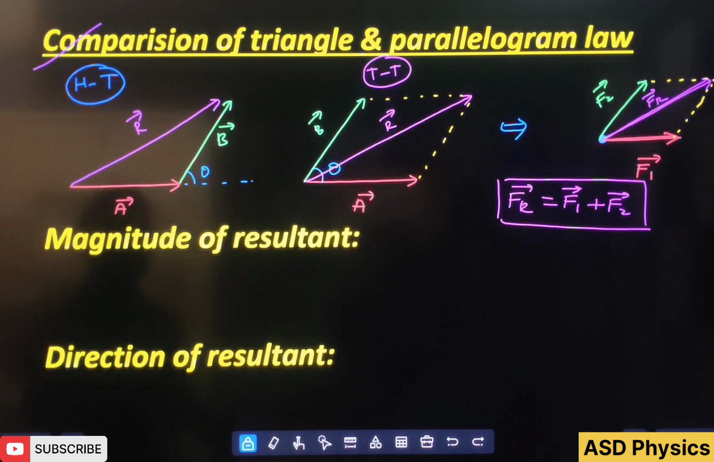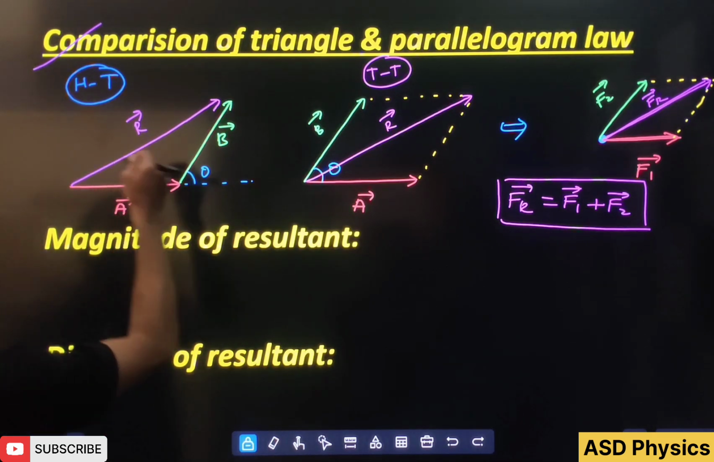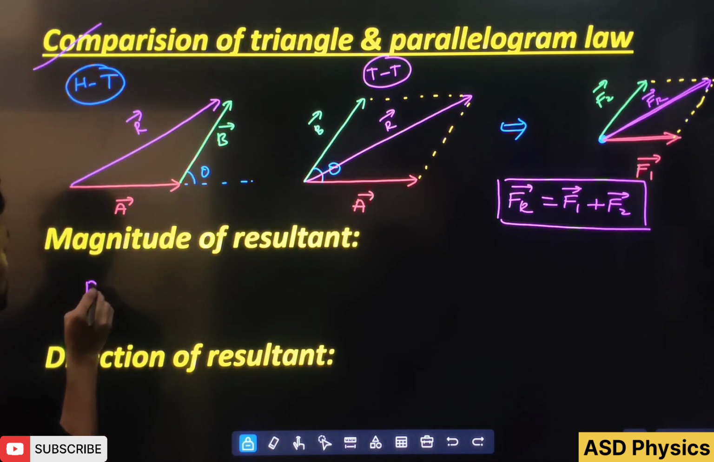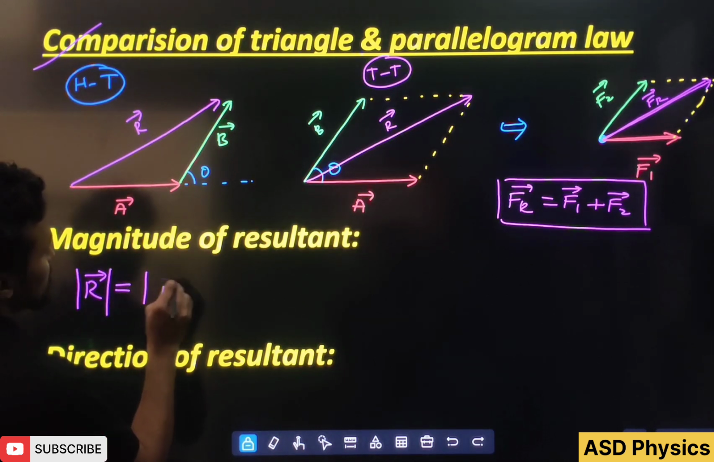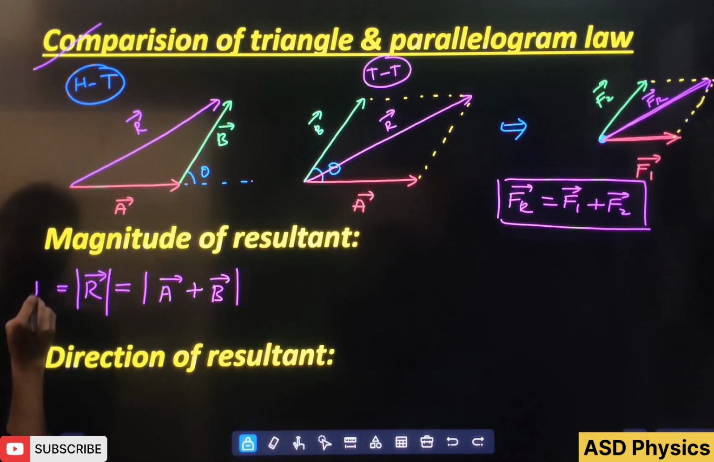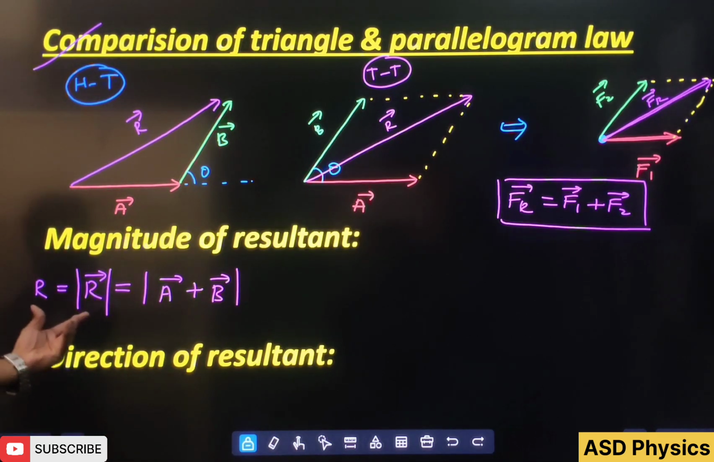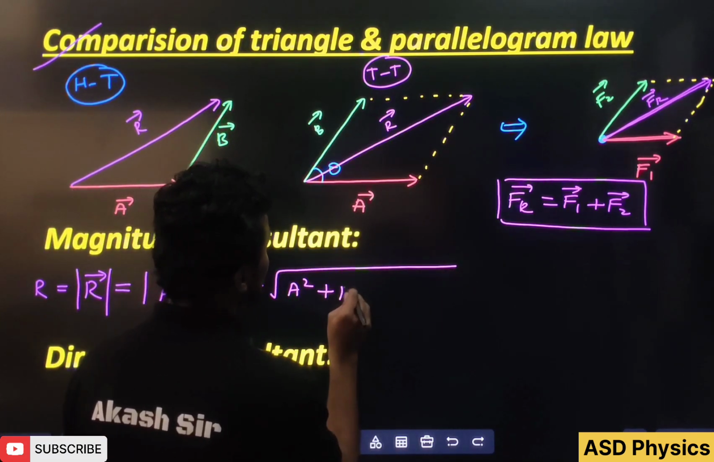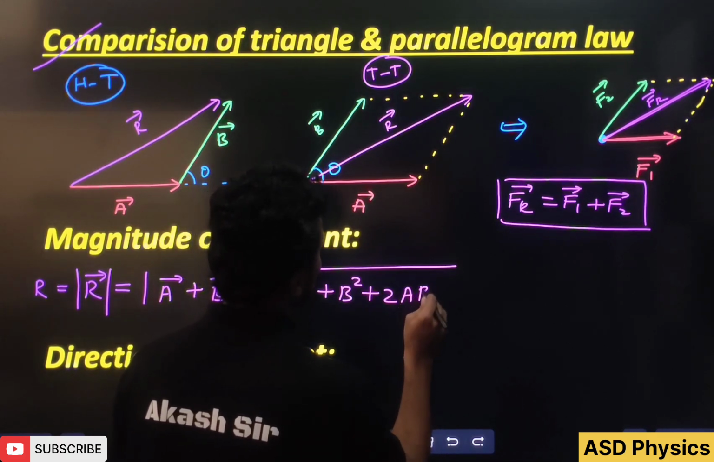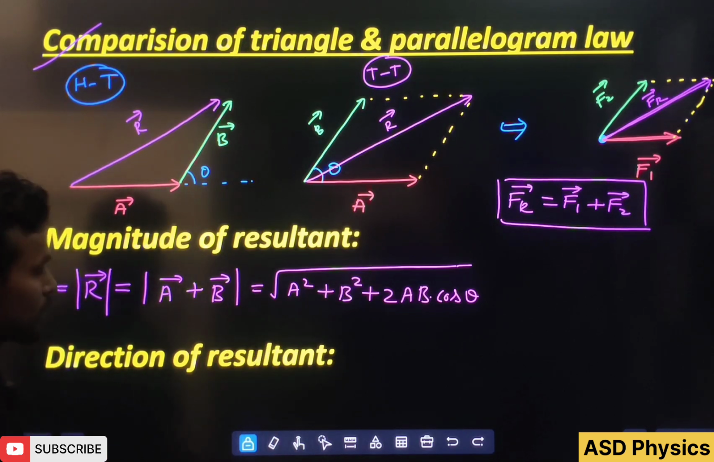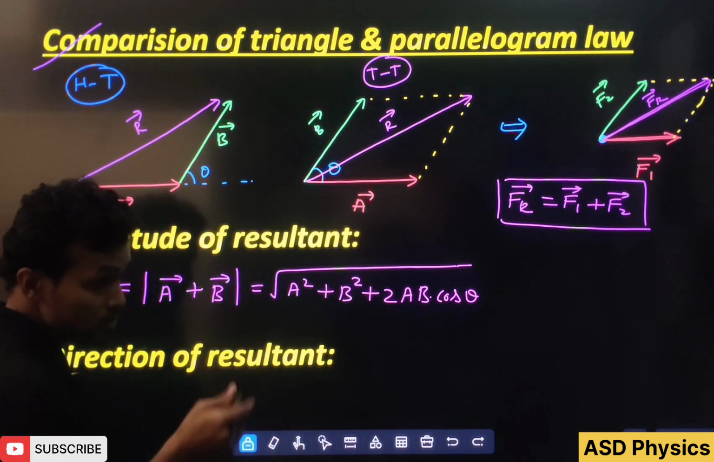Now, students, if I talk about the magnitude of the resultant, that means this R and this R, the derivation we will do later, no problem. The magnitude of the resultant can be written as mod R, or mod A plus B, or even just R, no problem. R magnitude, or mod R, or mod A plus B is given by the square root of A square plus B square plus 2AB cos theta. As of now, we are going to learn in this class how to use these formulas.